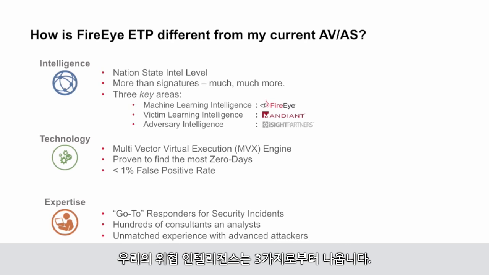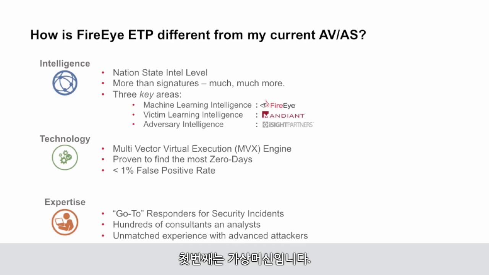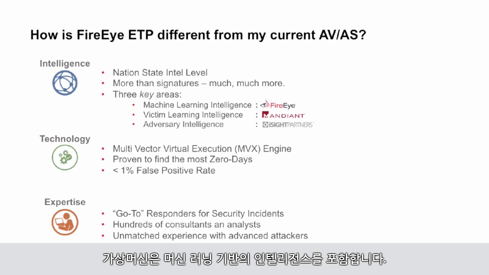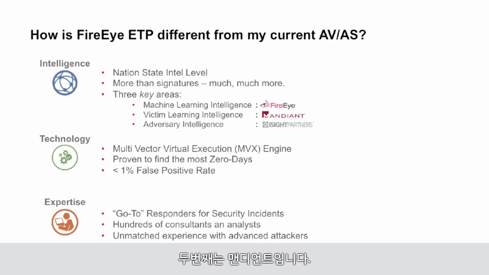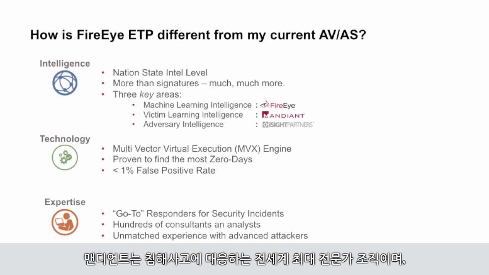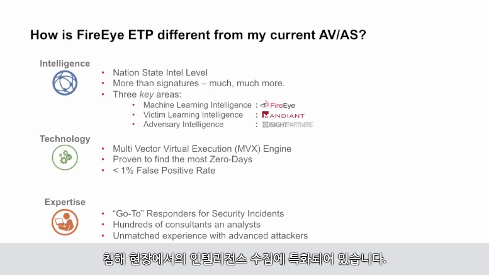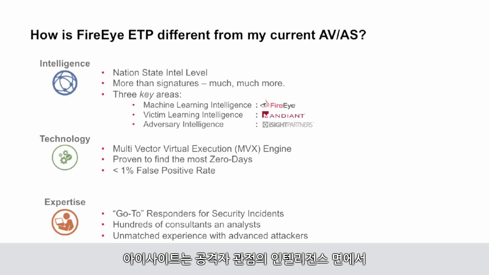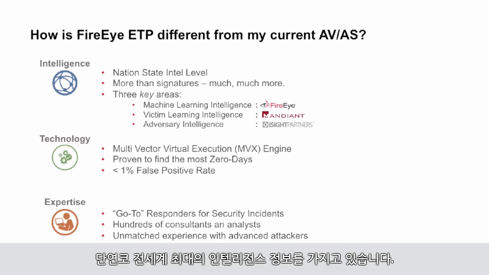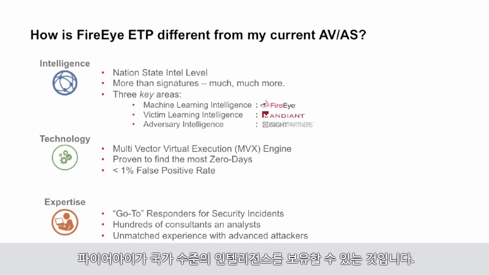Our intelligence comes from three main areas: FireEye, which includes the machine learning intelligence; Mandiant, responding to alerts. This includes probably the greatest view of the victim intelligence; and then iSIGHT partners, definitely the largest sum of intelligence possible from the adversary perspective. All three of those contribute together to ensure we have indeed a nation-state level of intel.